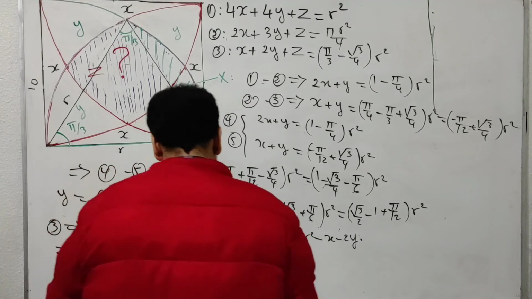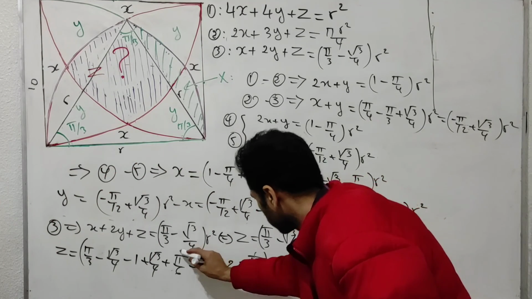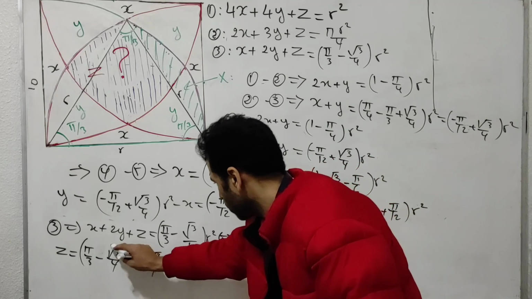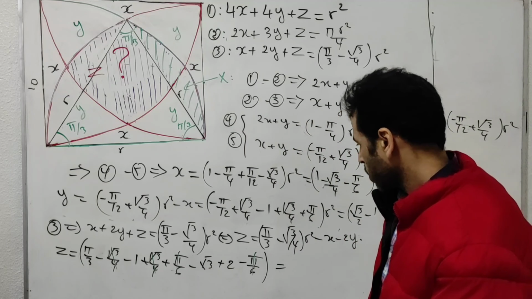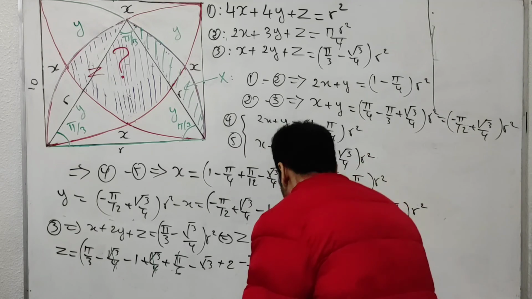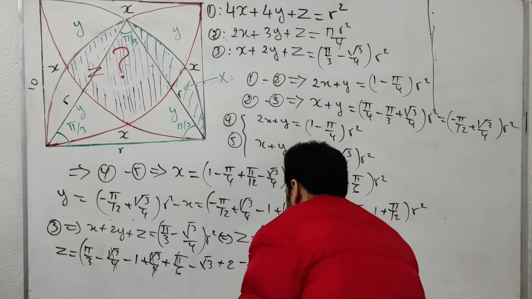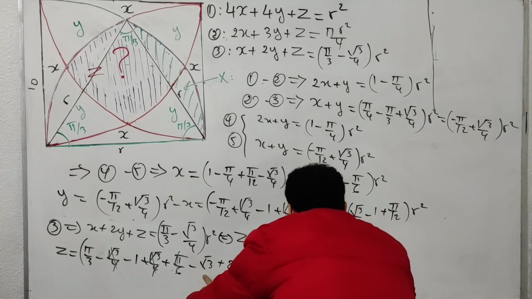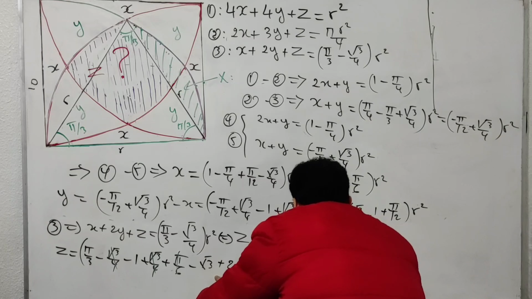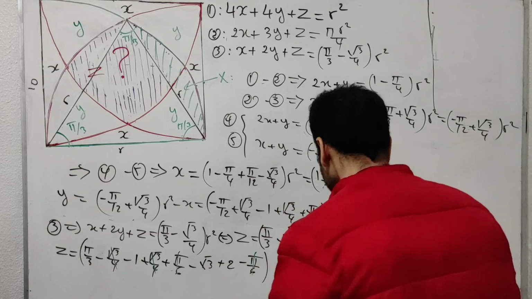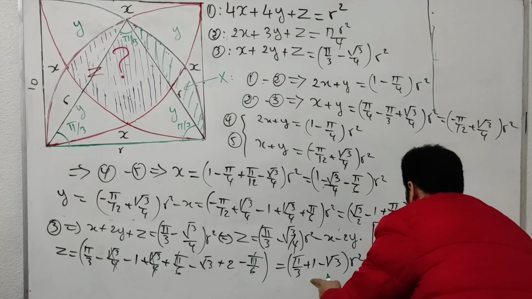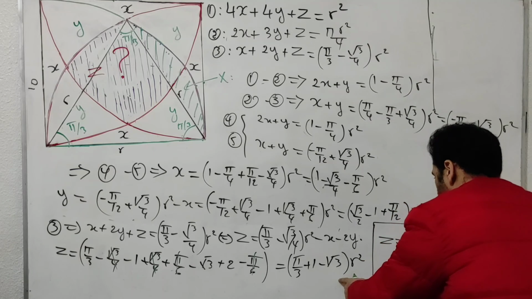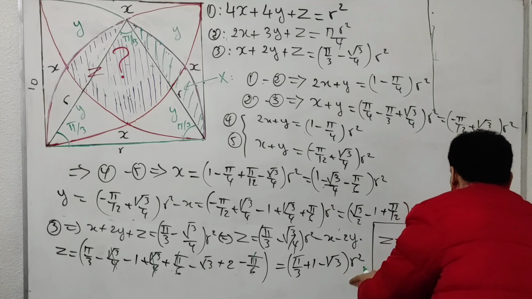Okay, the nice thing here, pi over 6 will be cancelled out with pi over 6 because one is positive, the other one is negative. Square root of 3 over 4 will be cancelled out too. I will be left with pi over 3 plus 2 minus 1, which is 1, minus square root of 3. Okay, the whole thing is multiplied by r squared. So z as a shaded area equals pi over 3 plus 1 minus square root of 3 is multiplied by r squared, which is 10 squared.